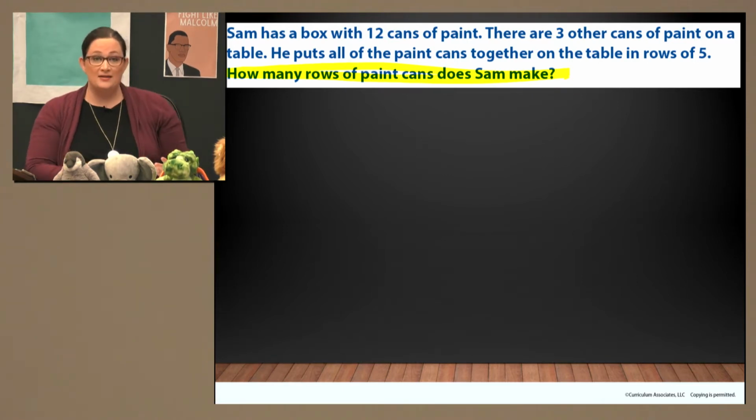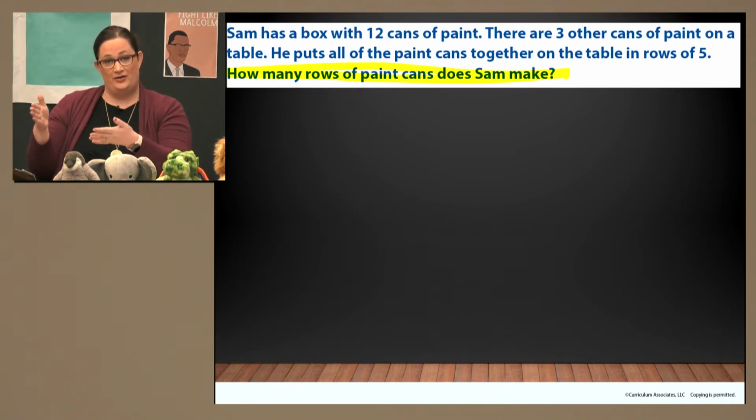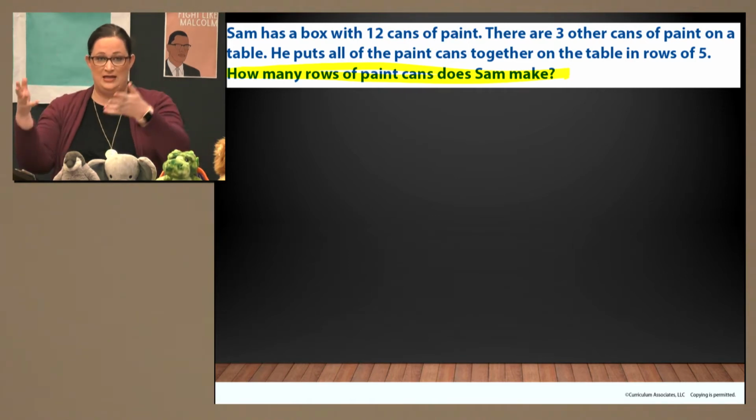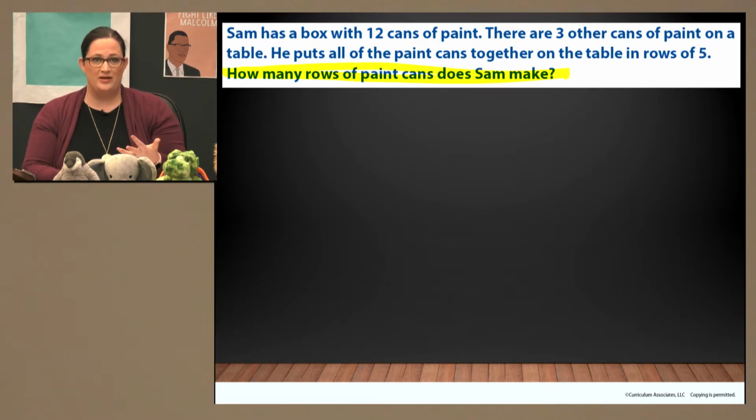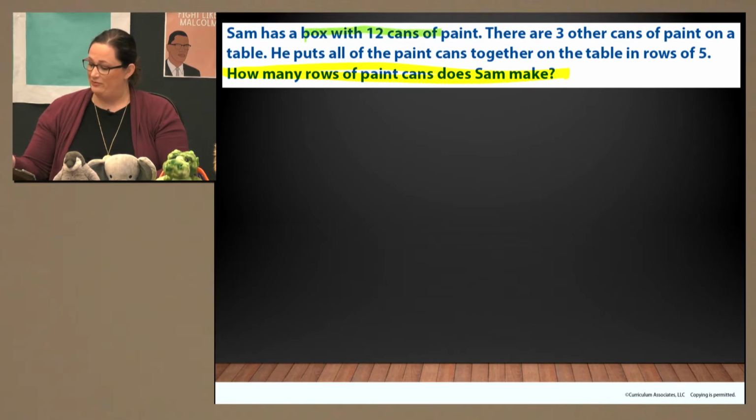Sam has a box with 12 cans of paint. There are 3 other cans of paint on a table. He puts all the paint cans on the table together in rows of 5. How many rows of paint cans does Sam make? What's our important information here? Right, the box has 12 cans of paint, and there's 3 other cans of paint, and they're put into rows of 5.